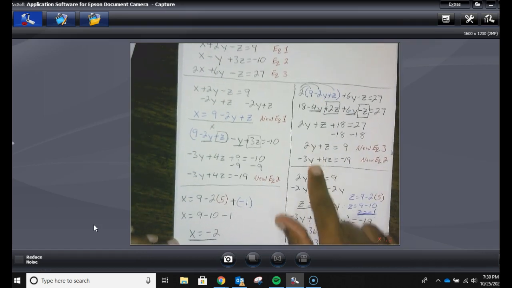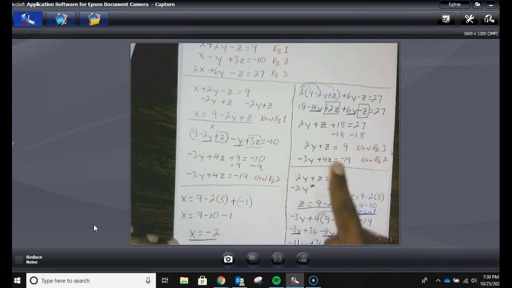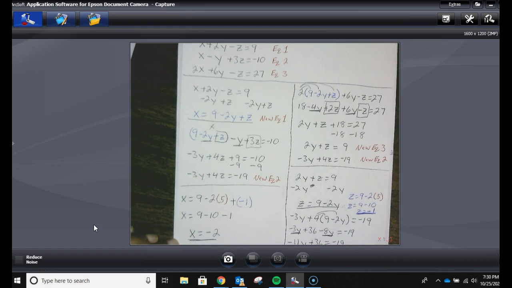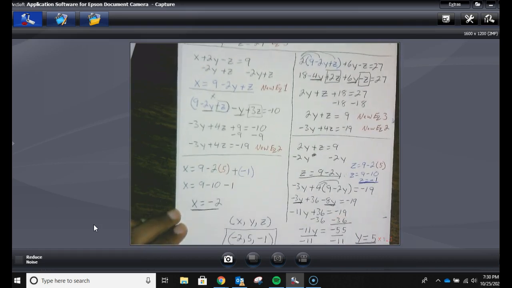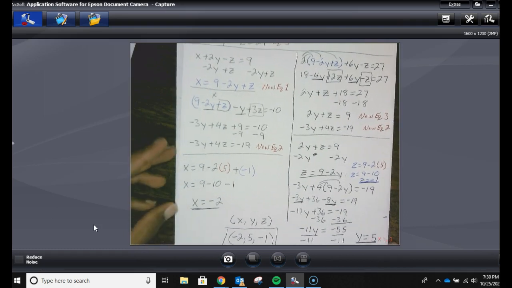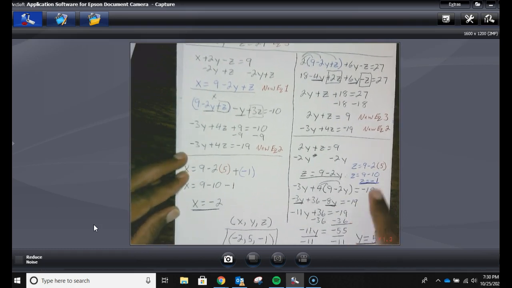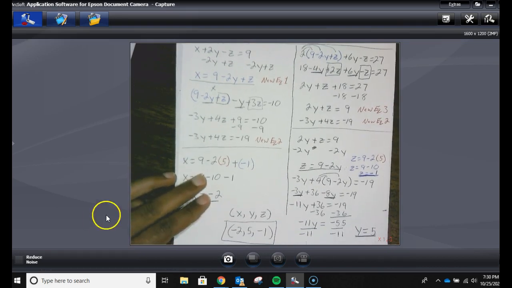All right. So then I got it down to 2 equations. Now I have to get those 2 equations down to 1 equation. I did that all the way here. And then once I get it down to 1 equation, I can solve. And find y, I found z, and I found x. X, y, z. All right. I hope that helps.